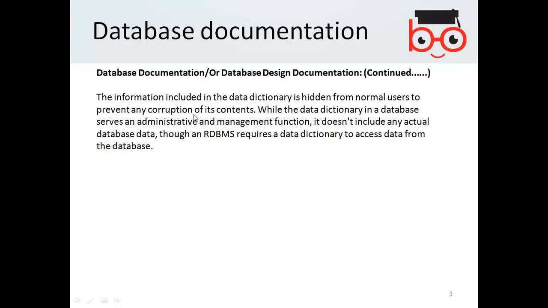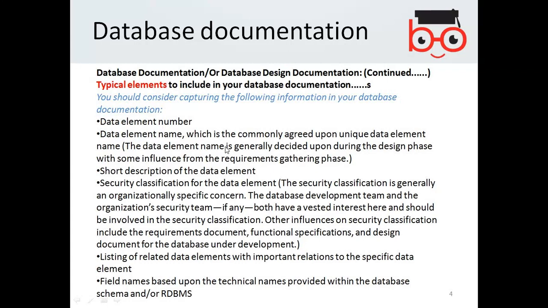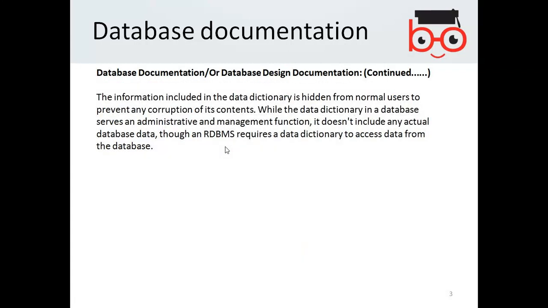The information included in the data dictionary is hidden from normal users to prevent any corruption of its contents, while the data dictionary in a database serves an administrative and management function. It does not include any actual database data, though a relational database management system requires a data dictionary to access data from the database. So if you have a data dictionary, then according to the data dictionary, the data is retrieved.